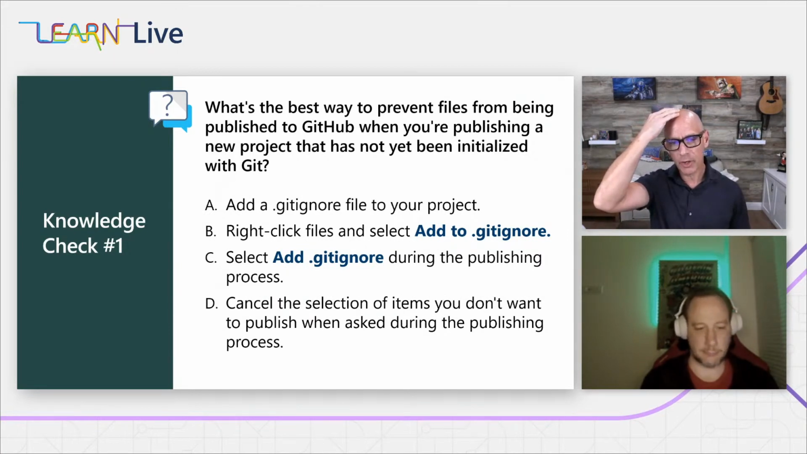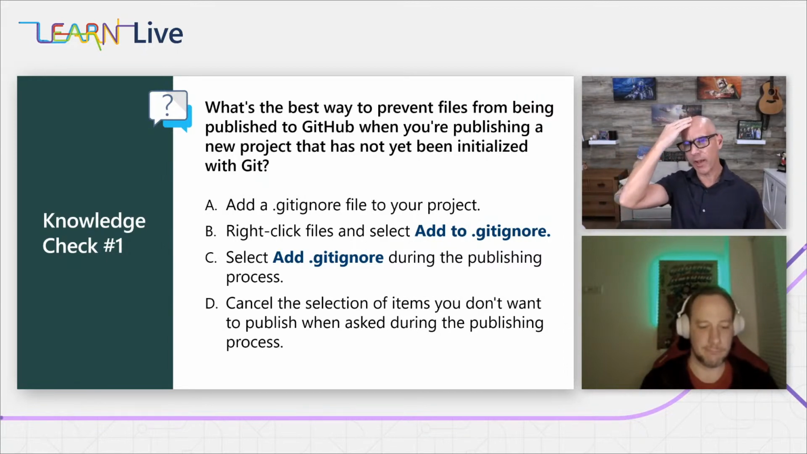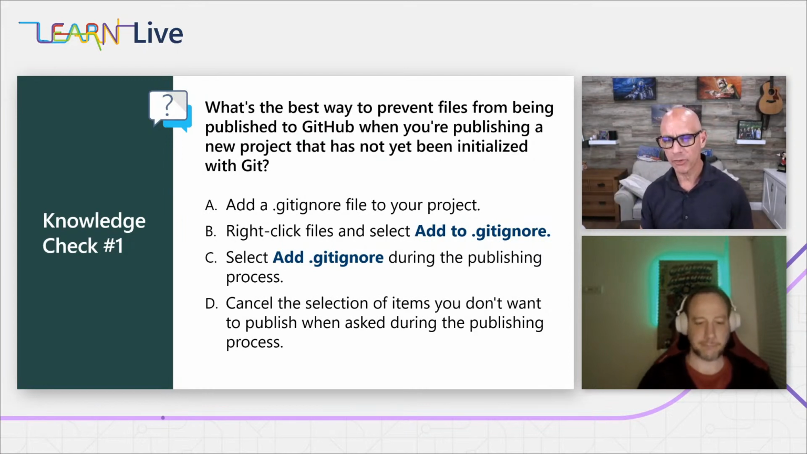I'm going to start at the bottom because I see one that just doesn't seem right to me. Cancel the selection? Wait a minute. Cancel the selection of items. Well, maybe there's items on that list. That could be it. What about C? Let's go to C now. Add a gitignore file during publishing.